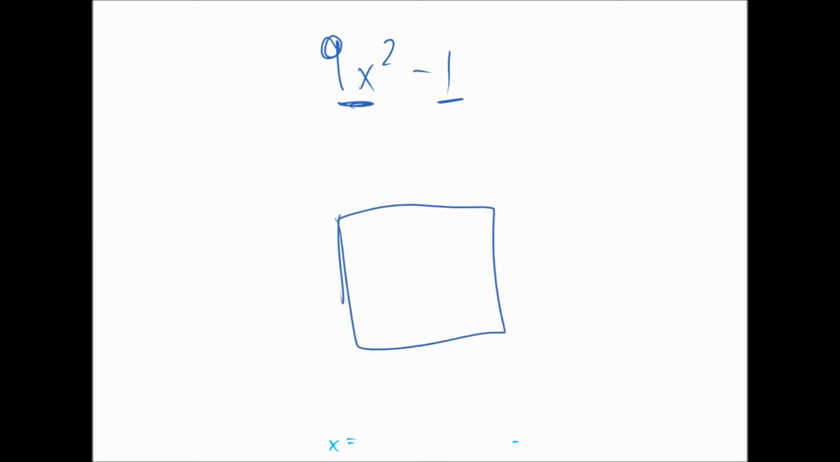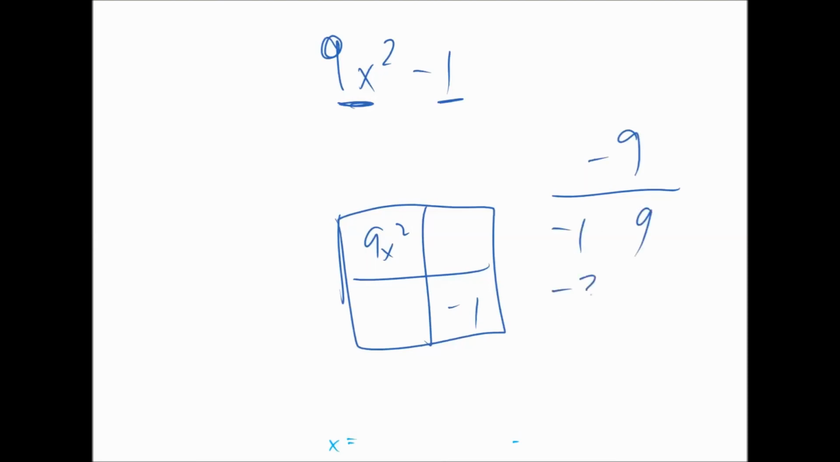Okay, I need to show you one more example, just really quick. I know this video is getting kind of long. 9x squared minus 1. Now this is a very special case. It's the difference of two squares. It's 9x squared and negative 1. Those are two squares. So we're going to draw our box and put 9x squared and negative 1. Multiply those together to get negative 9. We're going to say we can use negative 1 and 9 and negative 3 and 3.